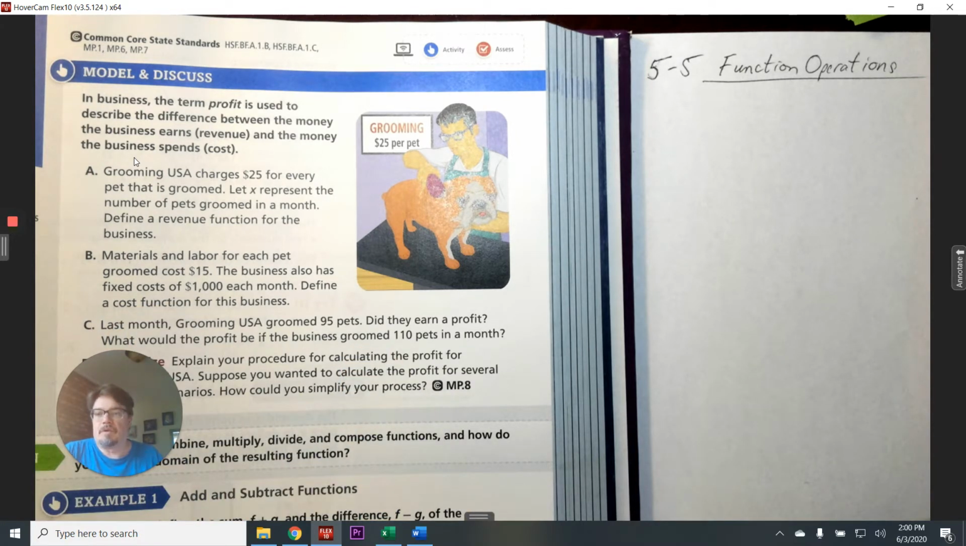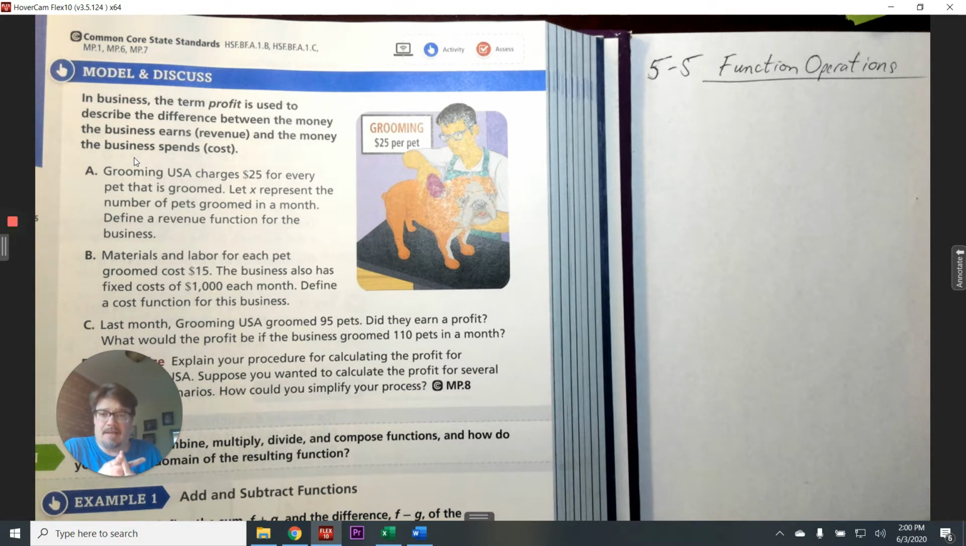Okay, so in this specific example, I'm going to just go ahead and read it. In business, the term profit is used to describe the difference between the money the business earns, that's revenue, and the money the business spends, costs. So you have the money that comes in and you have the money that goes out. So A, Grooming USA charges $25 for every pet that is groomed. So we're going to let X represent the number of pets groomed in a month. So let's define a revenue function for the business.